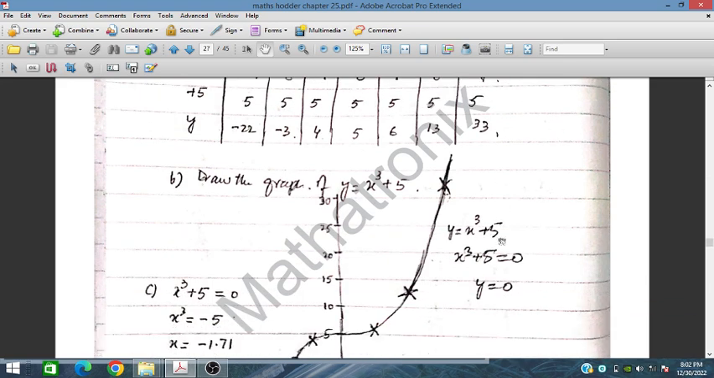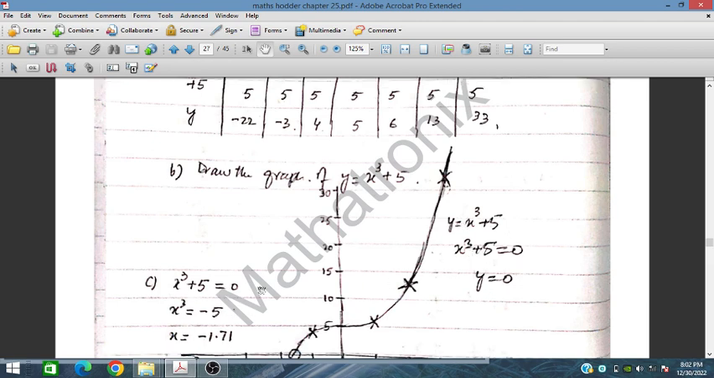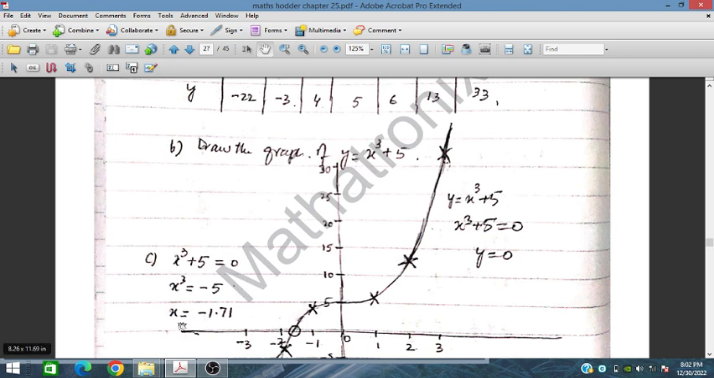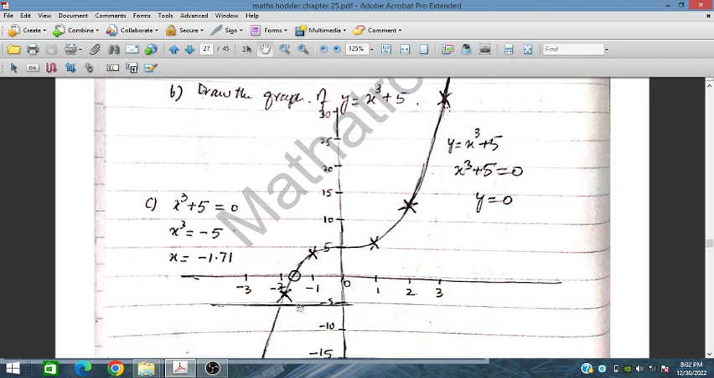And we have to find the value at y is equal to 0. So y is equal to 0, so x cube plus 5 is equal to 0. So x cube is equal to minus 5, and taking the cube root on both sides, x is equal to minus 1.71, which is here.